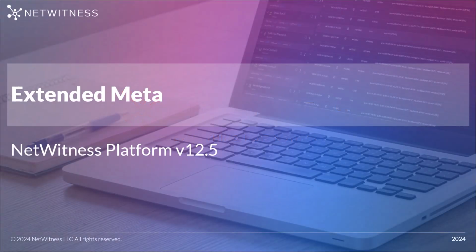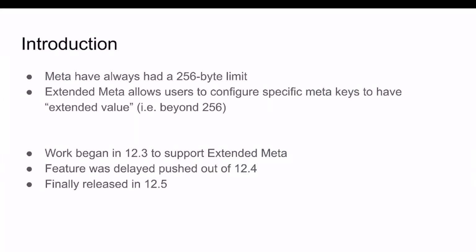And today I will be talking about a feature that we have been working on for a couple of years now that we call extended meta. First of all, what is extended meta? Well, meta in the NetWitness core system has always had a 256 byte limit. This limit has been there pretty much since the inception of the product.